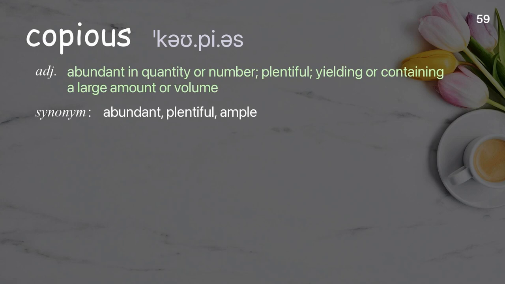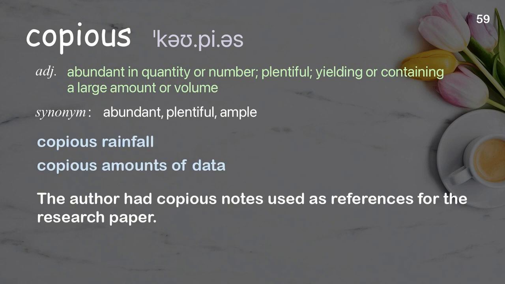Copious. Abundant in quantity or number, plentiful, yielding or containing a large amount or volume. Examples: copious rainfall, copious amounts of data. The author had copious notes used as references for the research paper.